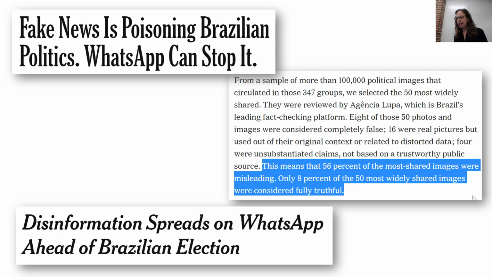There was one study that took a sample of more than 100,000 political images and found that 56% of the most shared images were misleading, and only 8% of the 50 most widely shared images on WhatsApp were considered fully truthful. So that's very worrying, this spread of misinformation that has happened around the world and has influenced politics around the world.